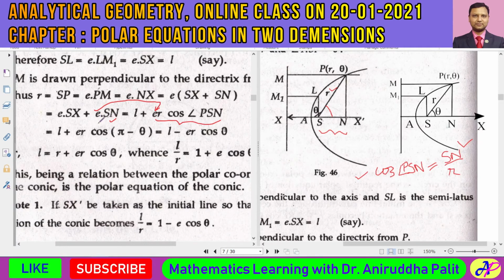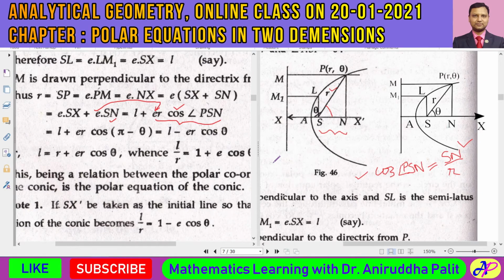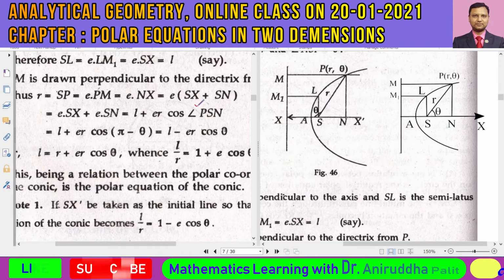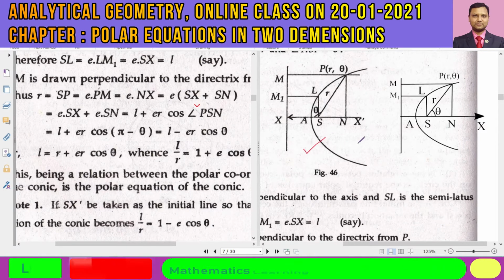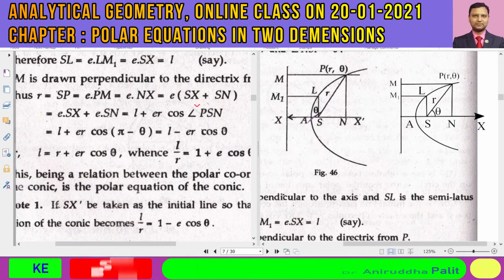This eccentricity E is not changed. Just in place of Sn, they have written R cos of the angle PSN. Clear? Now, what is the angle? This angle PSN. Now, in place of this first picture, the angle PSN, you see what is PSN over here?